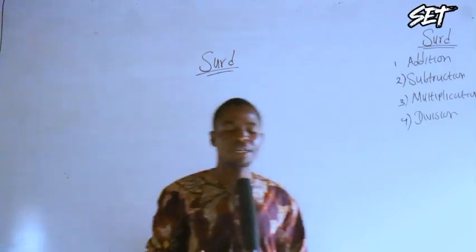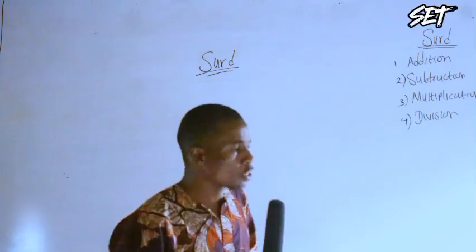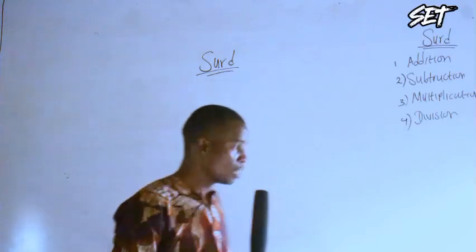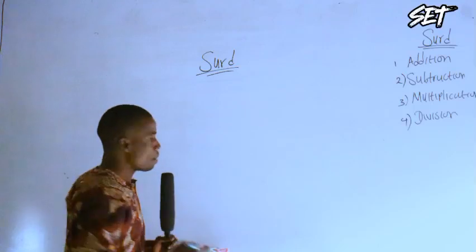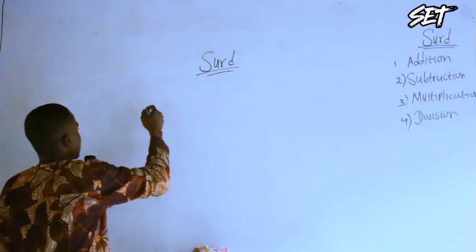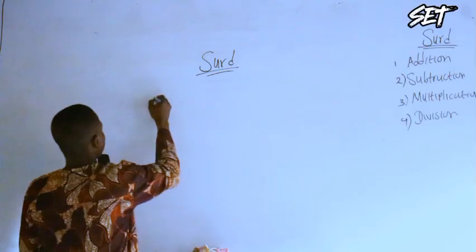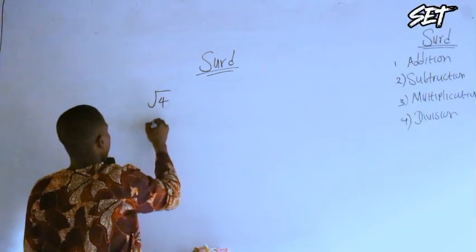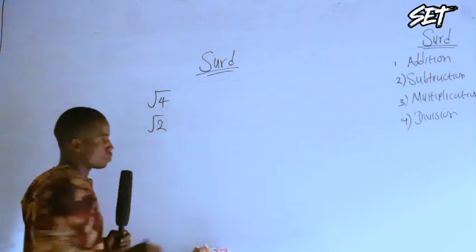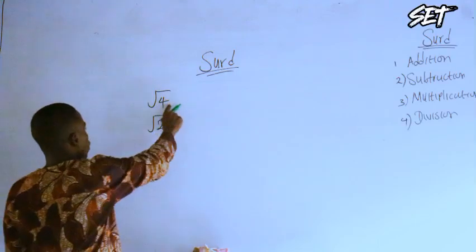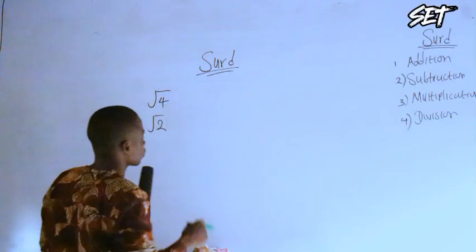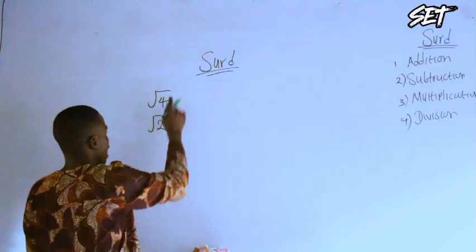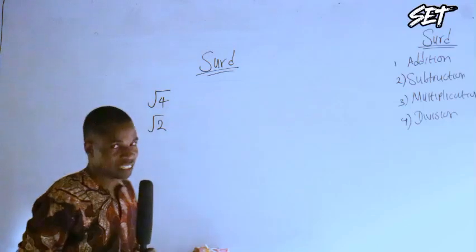Now, what do we mean by SURD? A SURD can be an irrational number or a rational number. There is a SURD like this: when we have root 4 and root 2, we refer to root 4 as what? A rational number. We have this one, a rational number, and this one, a non-rational number.